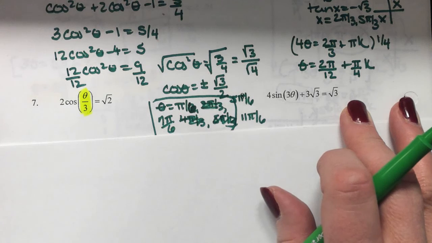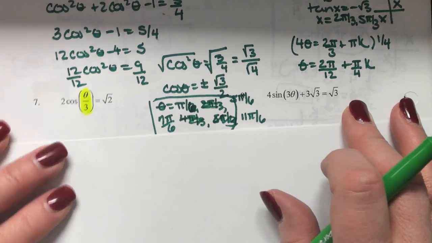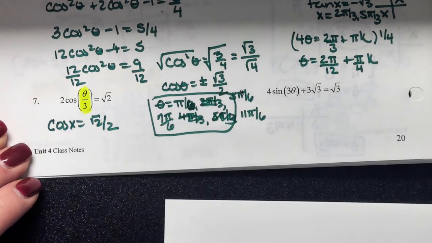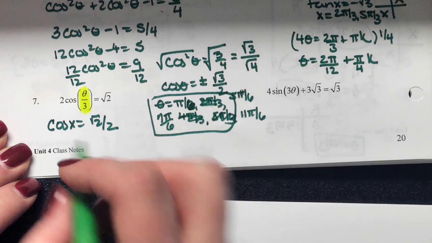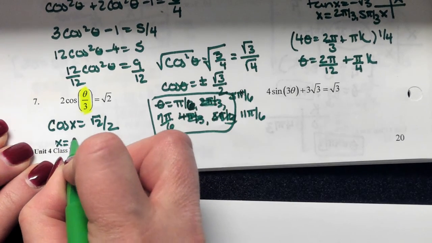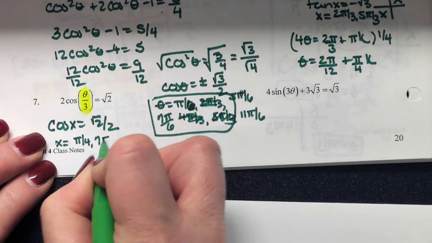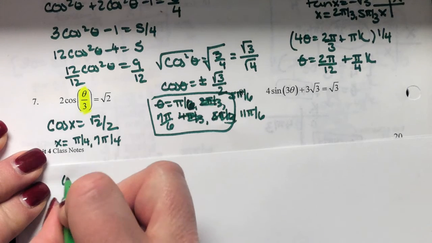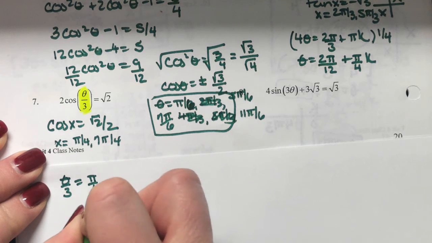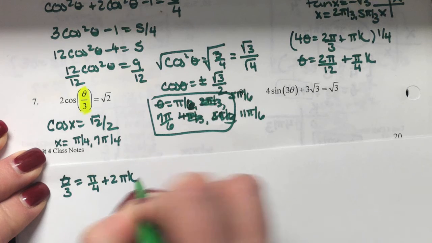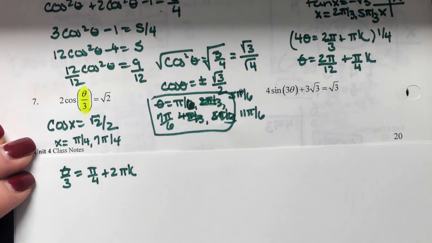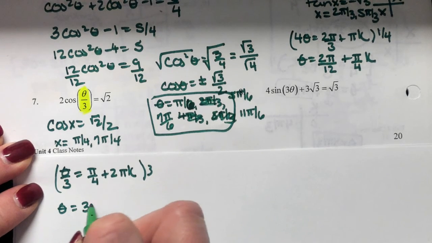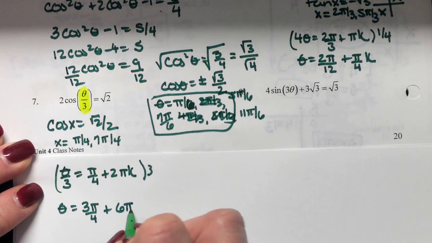So it's a bad news situation because, again, you've got to figure out where is cosine equal to square root 2 over 2. So where is cosine x equal to square root 2 over 2? So what are your angles going to be? Your angle's going to be at what? Pi over 4 and 7 pi over 4. So now remember, you have to consider both of them. So we have to take theta over 3, set it equal to pi over 4, plus 2 pi k. Then what do we do? Multiply by 3. So again, theta is going to be equal to 3 pi over 4 plus 6 pi k.